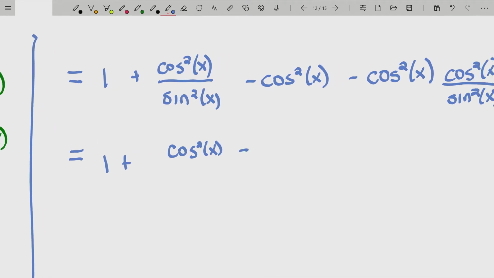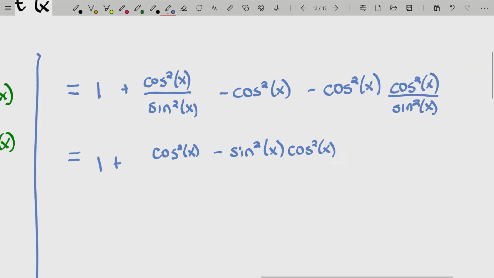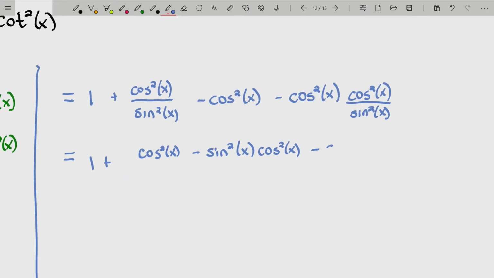And then the next term, this guy right here, I'll multiply top and bottom by sine squared. So I get a sine squared of x cosine squared of x. And then the last one is a minus cosine to the fourth of x. And these are all over sine squared.